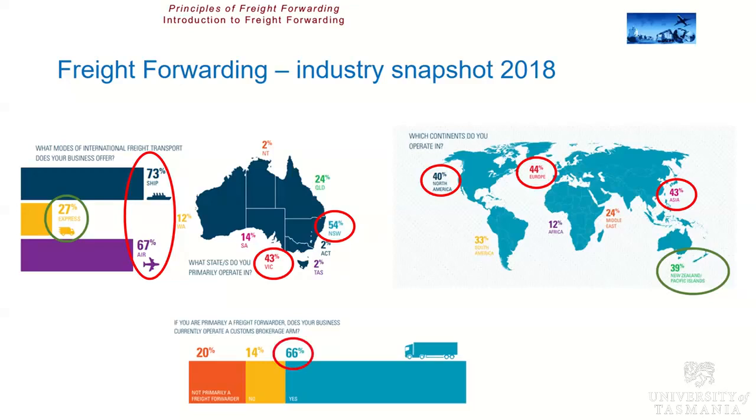In terms of who they see themselves as, if you're primarily a freight forwarder, does your business currently operate with a customs brokerage arm? That's the scenario where, as a freight forwarder, you may have somebody who can undertake customs broking, bearing in mind that if you are a freight forwarder dealing with customs, you need a registered customs agent to undertake that on your behalf. So what they're saying is that almost 2/3 of businesses now have a customs broker on their staff, and 15% don't. So they outsource that to an agent.